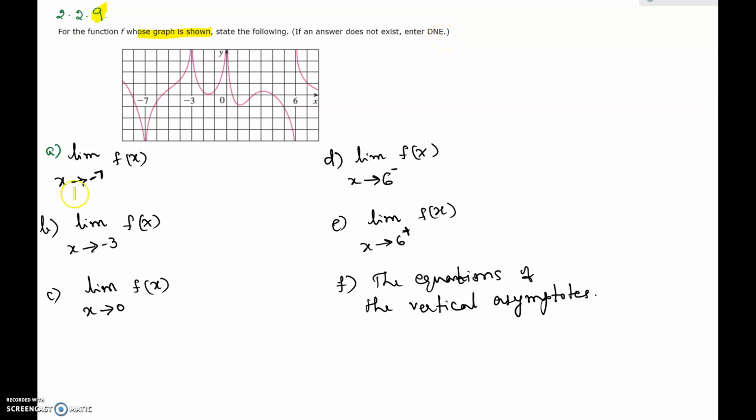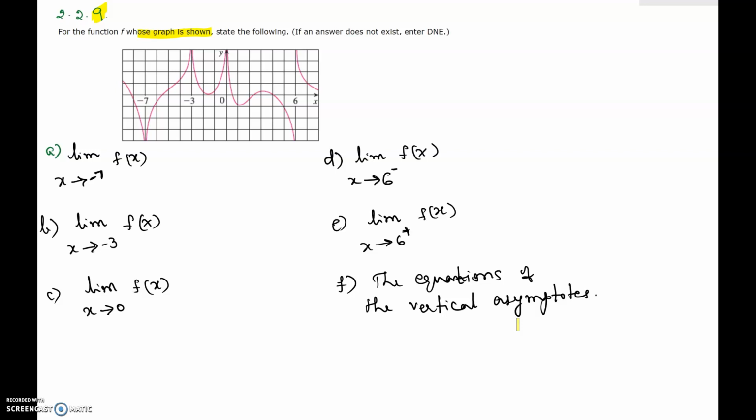A. Limit as x approaching negative 7, f of x. B. Limit as x approaching negative 3, f of x. C. Limit as x approaching 0, f of x. D. Limit as x approaching 6 minus, f of x. E. Limit as x approaching 6 plus, f of x. F. The equations of the vertical asymptotes.